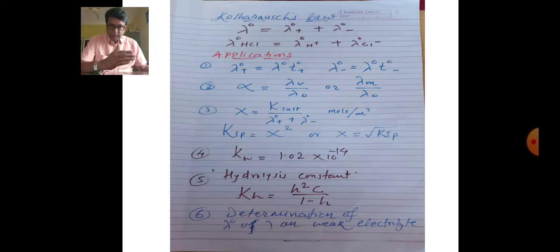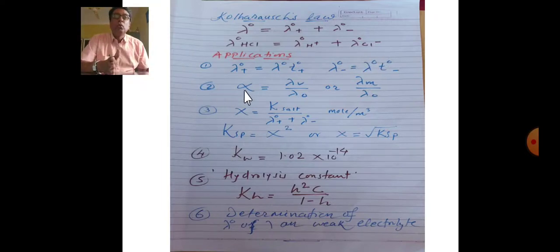Similarly, in case of molar conductance, Kohlrausch's law applies here. And what are the applications of Kohlrausch's law? We have already seen. Application number 1: the relation between ionic conductance, equivalent conductance, and transport number. So lambda 0 plus is equal to lambda 0 into t0 plus. The ionic conductance of the positive ion at infinite dilution is the product of the equivalent conductance at infinite dilution multiplied by the transport number of that ion. Similarly, lambda 0 minus is equal to lambda 0 into t0 minus. So it is the product of the equivalent conductance at infinite dilution and the transport number of that ion. This is the relation between equivalent conductance, ionic conductance of that ion, and transport number. So this is application number 1 we have already seen.